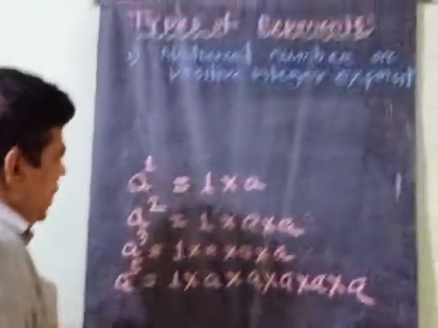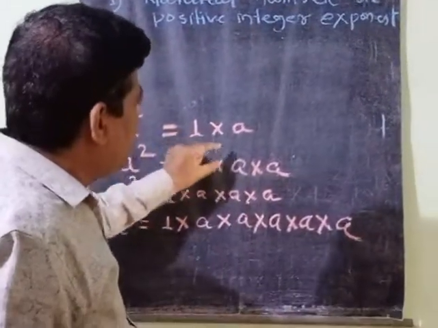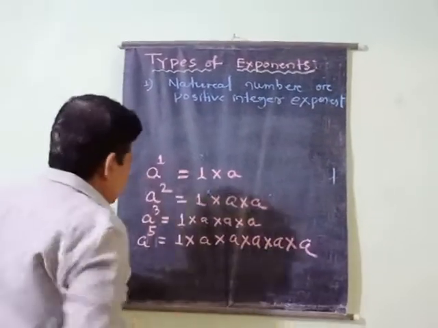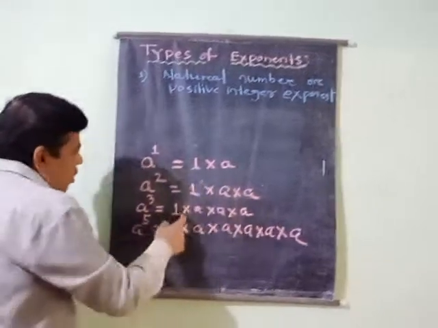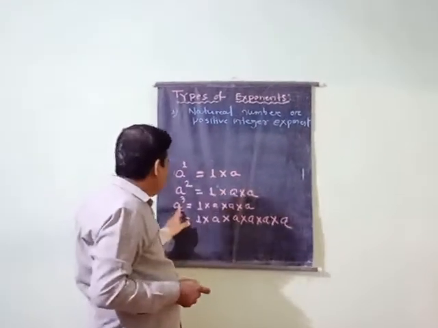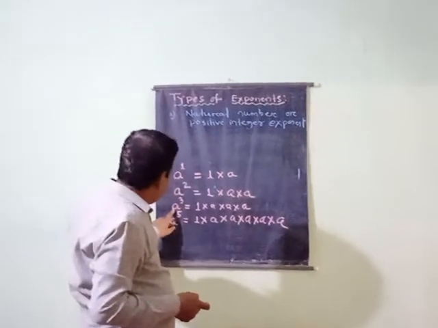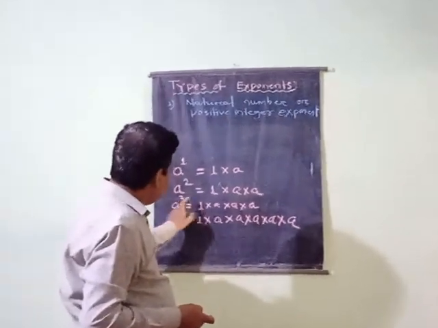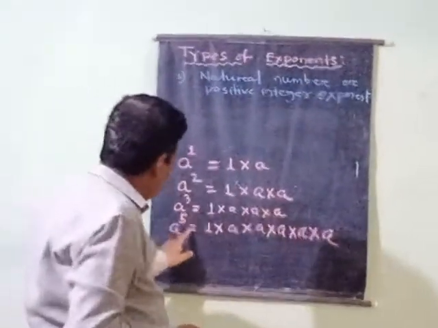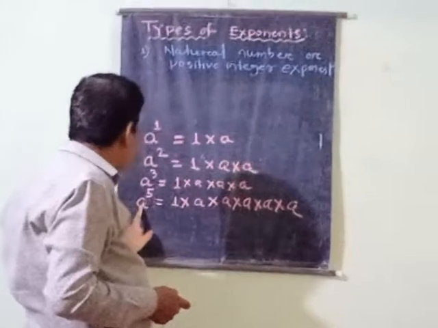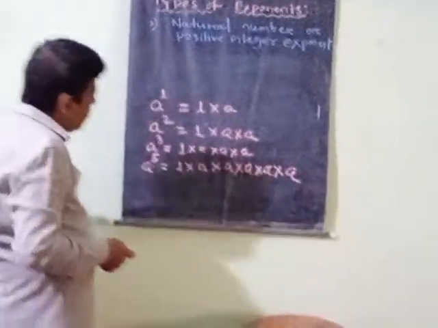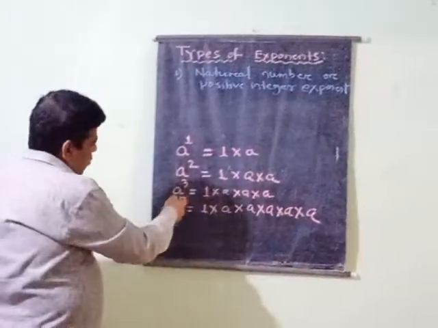Expanded method I am writing. A square is written in the expanded form as 1 into a into a. Similarly, a cube is equal to 1 into a into a into a. Here, a cube is the exponent which is obtained when the base a is multiplied by 1, 3 times. Similarly, a to the power 5 is a positive exponent which is obtained when the base a is multiplied by 1, 5 times, because the power, the exponent, is 5.